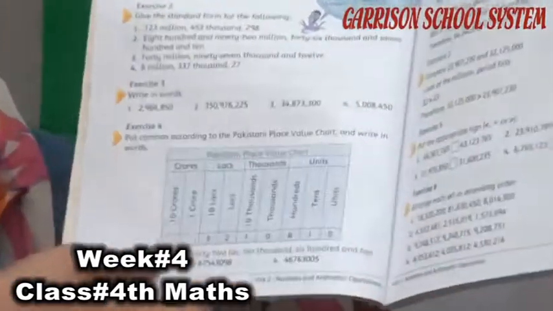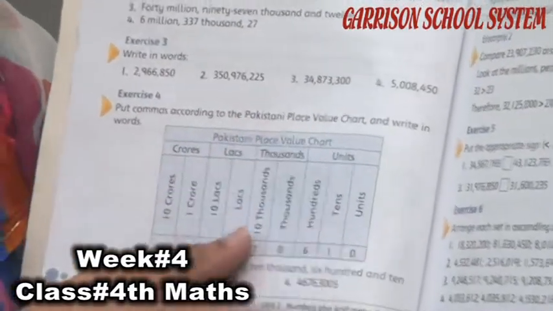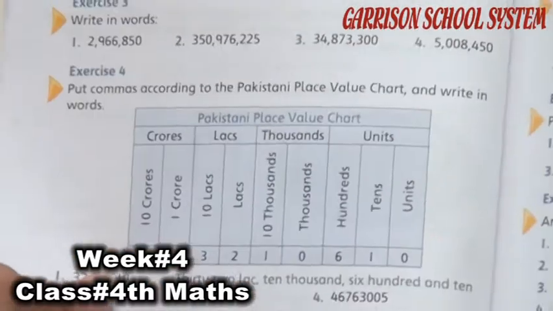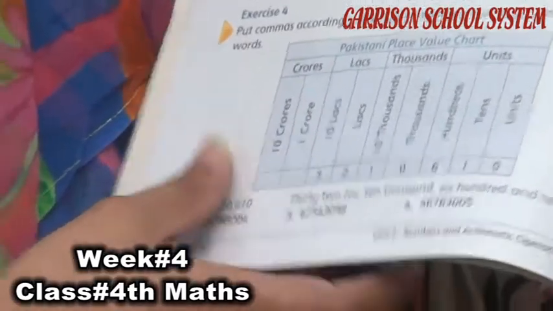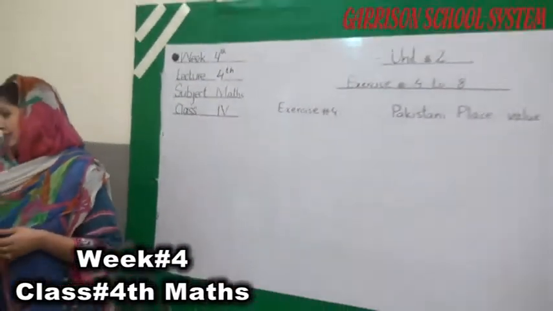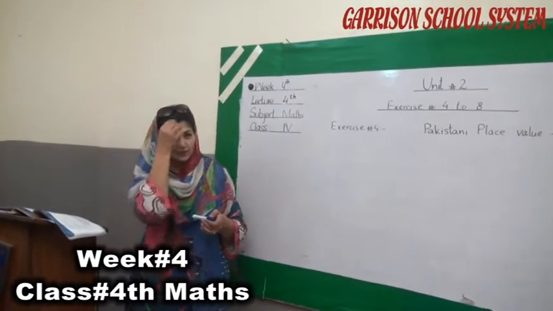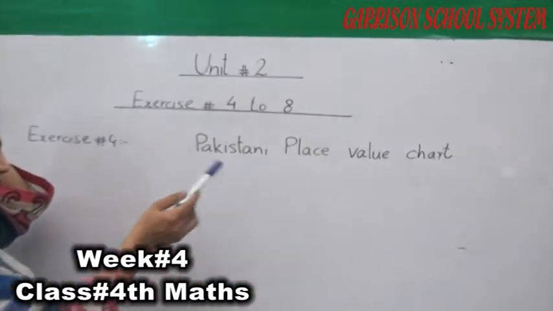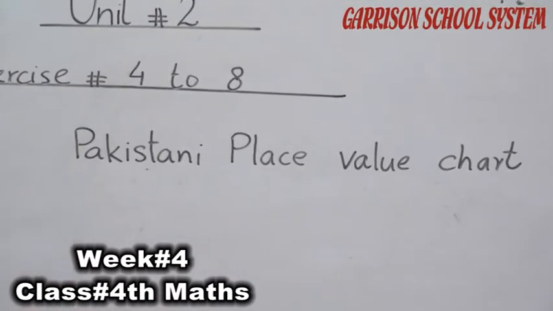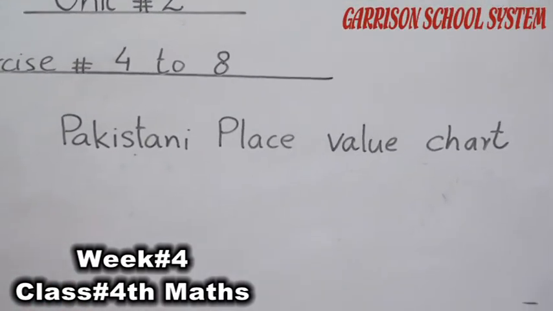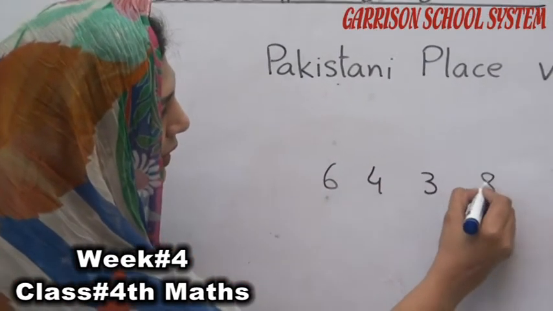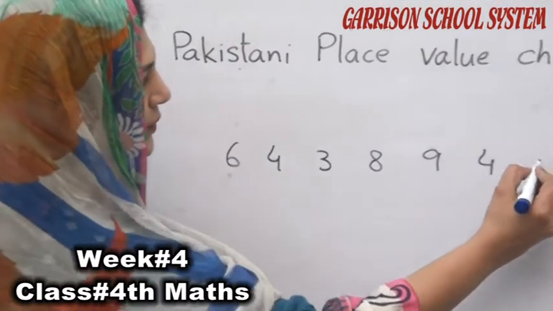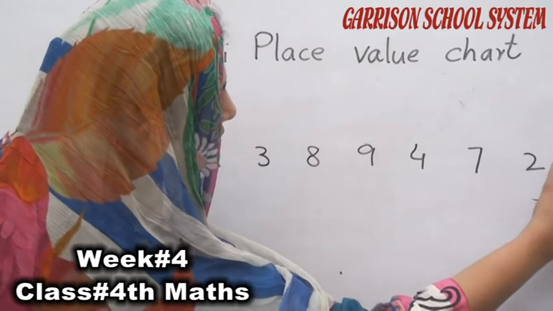So the question is, put commas according to the Pakistani place value chart and write in words. Students, what is the Pakistani place value chart? So let's start. Students, I have written here the Pakistani place value chart. For example, we have a number, any number, we can take 6, 4, 3, 8, 9, 4, 7, 2 and 5.